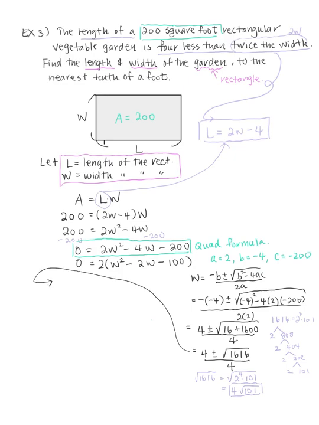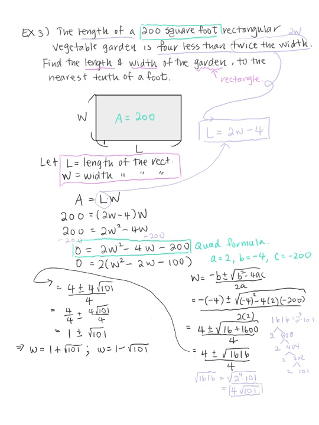So now what do we got? We have 4 plus or minus 4 square root of 101, whole thing divided by 4. So this is the same thing as 4 over 4 plus or minus 4 times the square root of 101 divided by 4. So simplify: 1 plus or minus the square root of 101. So that implies that our width is either 1 plus the square root of 101, or our W can be 1 minus the square root of 101.